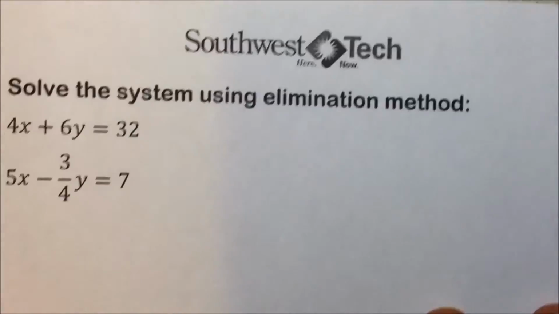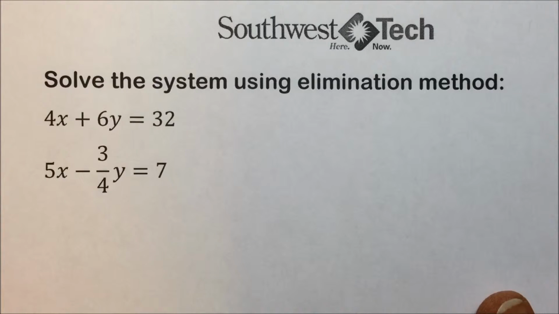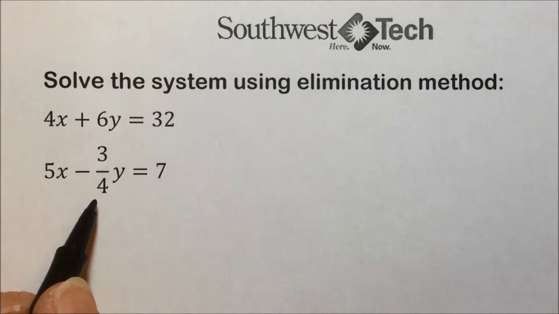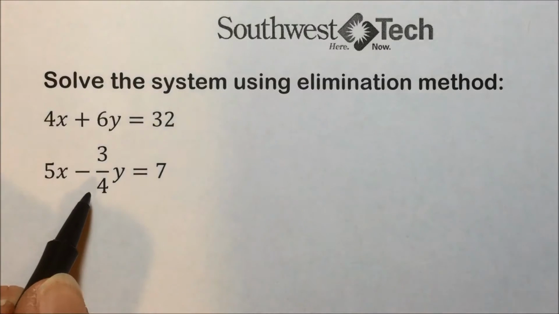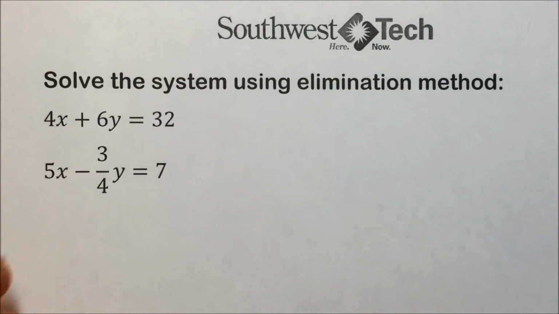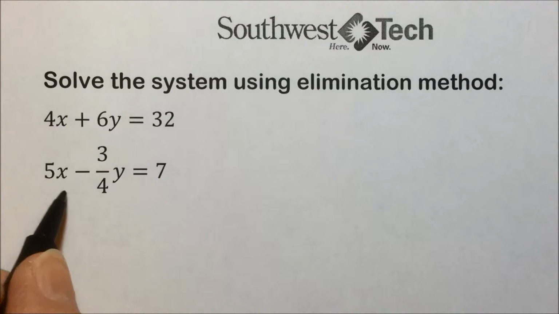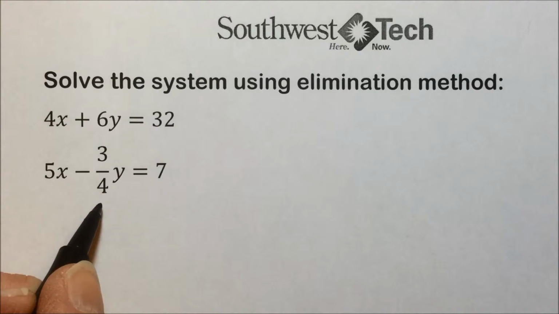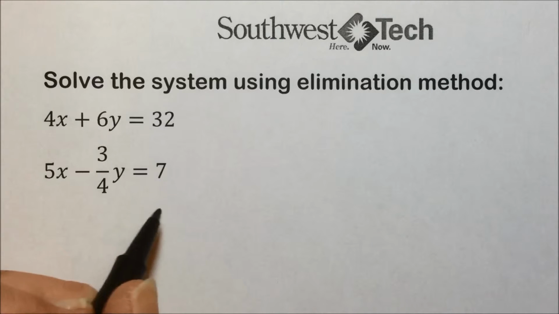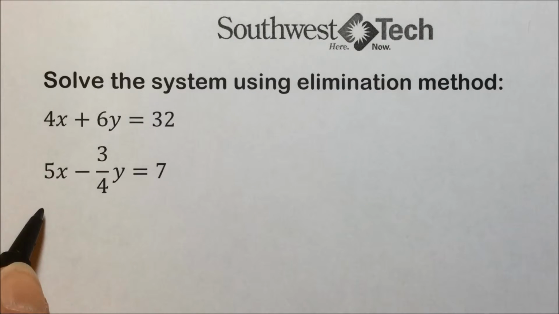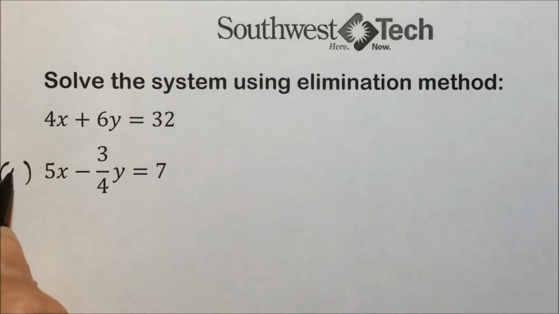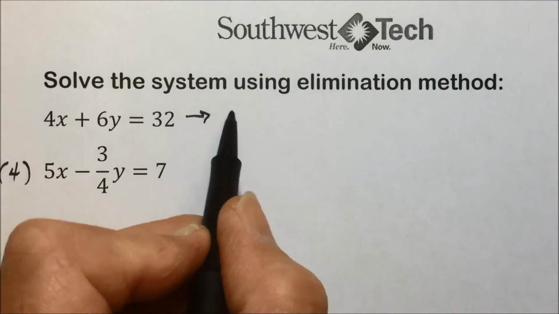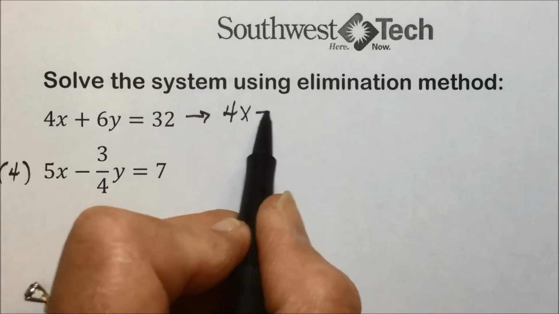In this next example, looking at this to find a common factor, you may be daunted by having this fraction, but no problem. We can eliminate any rational coefficient by multiplying by the least common denominator. We only have one denominator here, which is 4. So multiplying every term by 4 will eliminate the fraction. So I'll leave the first equation alone.